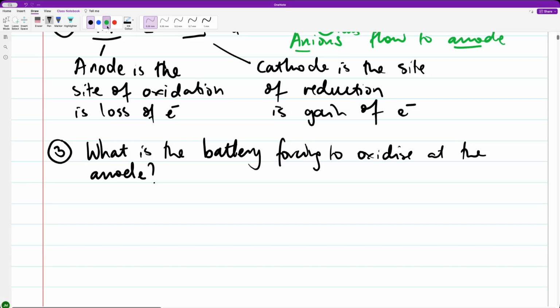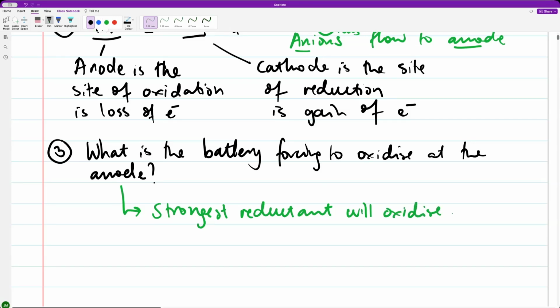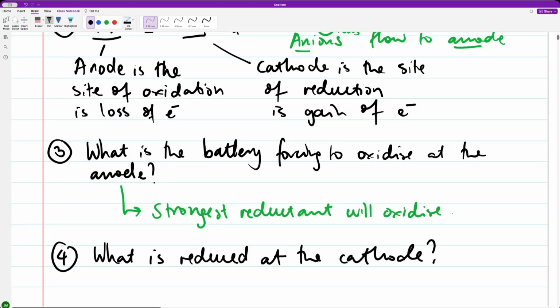In order to figure that out, we need to know the strongest reductant will oxidize, and the strongest reductant will react with the strongest oxidant. And so rule number four will be what is reduced at the cathode. This will be the strongest oxidant will reduce.